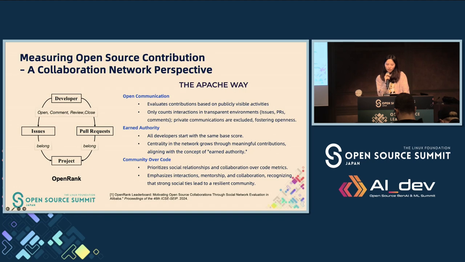Traditional metrics like pull requests, which we discussed before in the Hacktoberfest cases, lines of code, or the number of commits, often fail to capture the full scope of a developer's impact. So we wish to go beyond simply counting code contributions by incorporating the collaborative dynamics of open source collaboration. And also we try to align the value proposition with the Apache Way. The Apache Way emphasizes open communication, authority, and community over code.